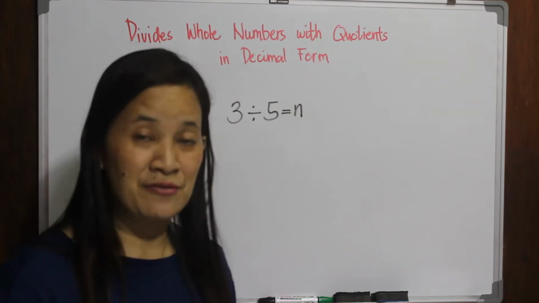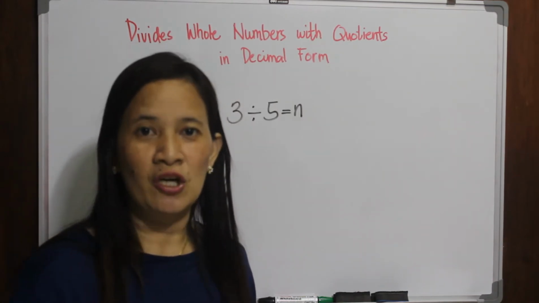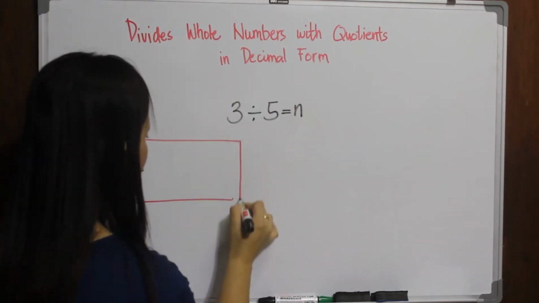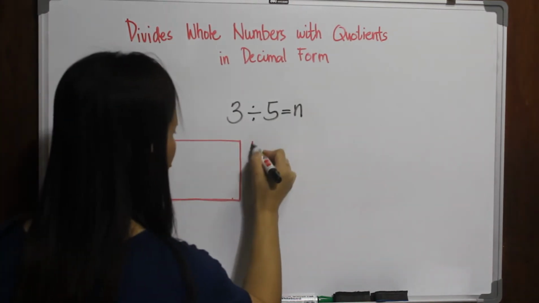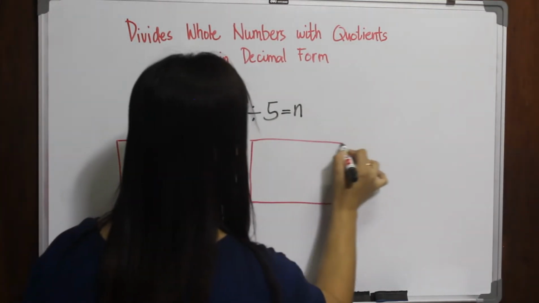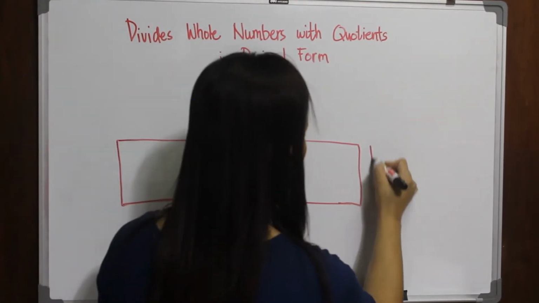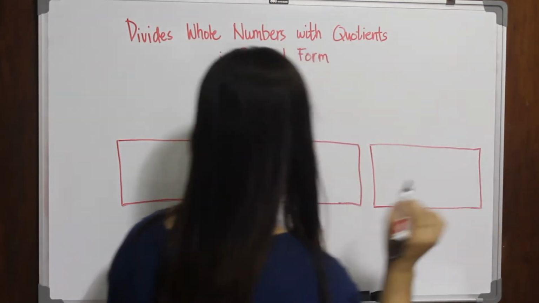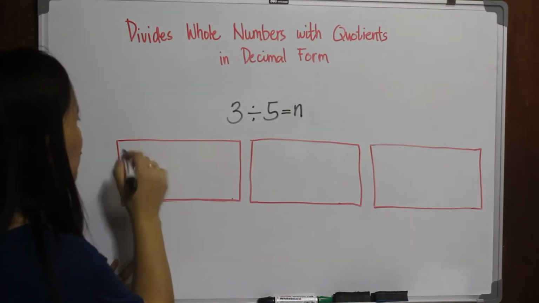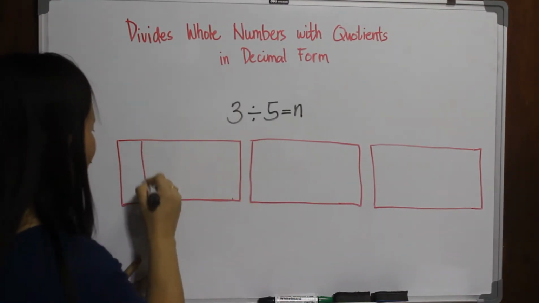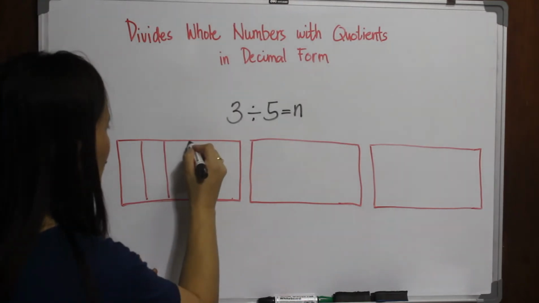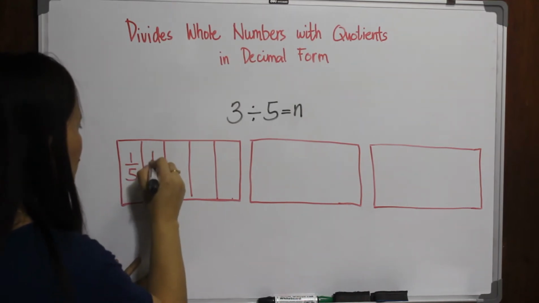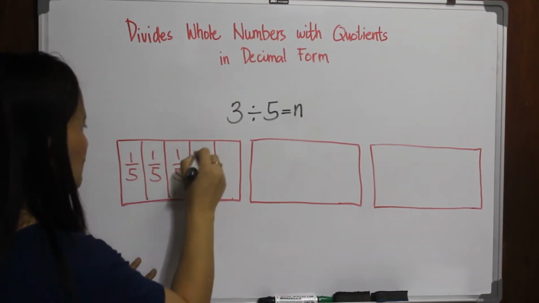Now, let us visualize first our division. So, for example, we have here the bars of chocolate. We have 1 bar, 2 bars, and 3 bars. So, paano ba tayo mag-visualize ng division? We're going to divide this into 5 parts kasi 5 yung kanyang kaibigan, di ba? So, we have 1, 2, 3, 4, 5. So, we have fractional parts 1/5, 1/5, 1/5.